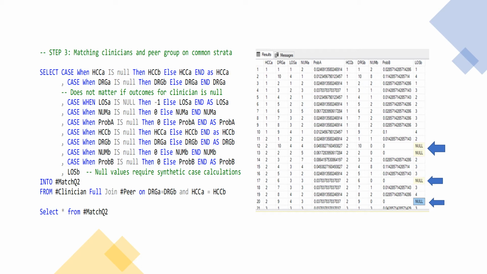So in order to solve this problem, we have to use the synthetic case calculation. This approach makes up a new control that has all of the features of an unmatched case. So it uses the regression to predict the outcome for this synthetic control from the patterns among the available controls.